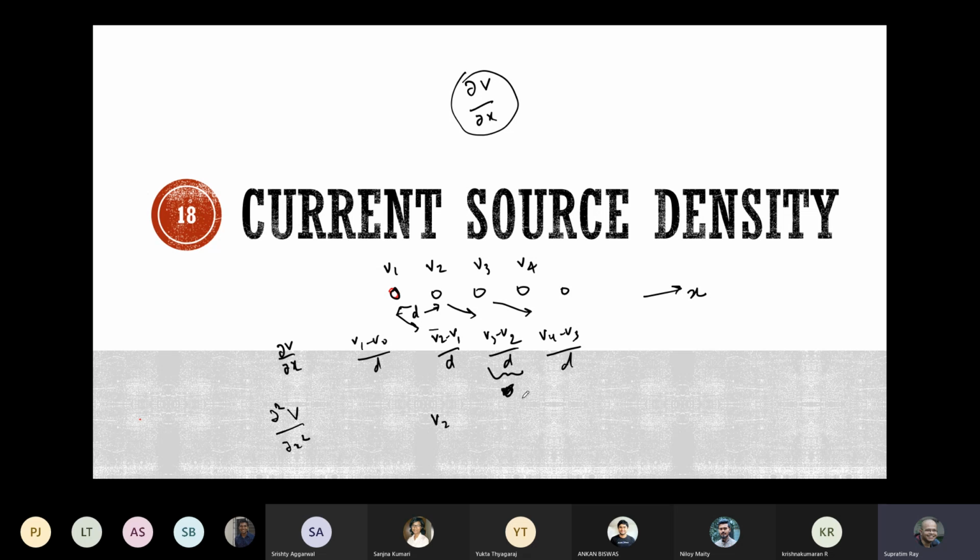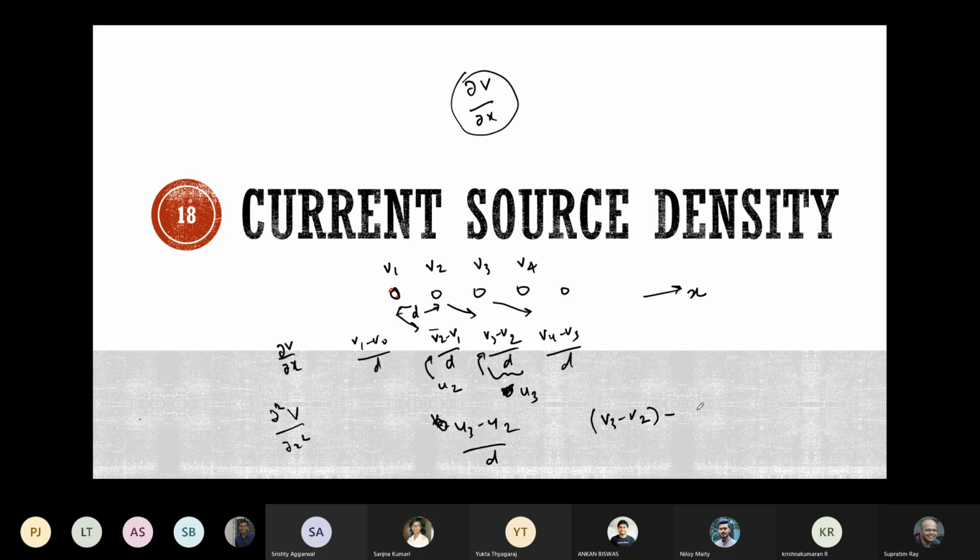No, prime is not a good idea. So I'll call this U3 and this is U2, this number here and this number there. So the double derivative is just now U3 minus U2 by D. Same logic as before. But when I put the values in, what does it become? It's V3 minus V2. Forget about D for a while. It's just a constant that will come out.